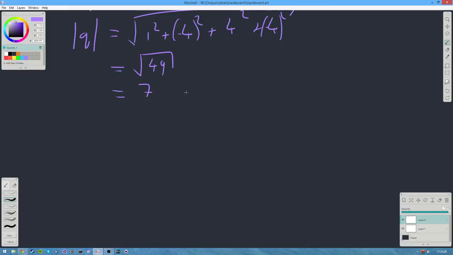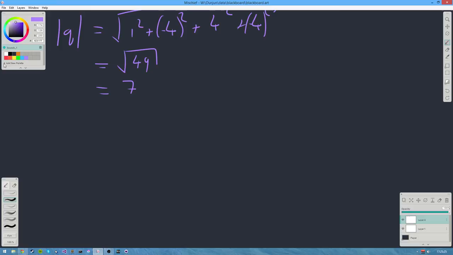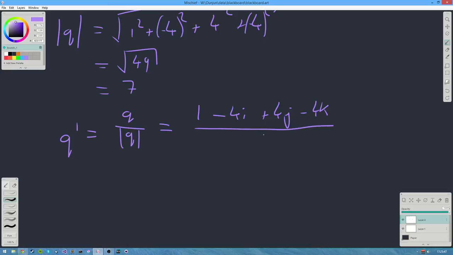So to get Q prime, let's go back to that. This now means, in the example, Q prime is equal to Q over Q modulus, which is equal to 1 minus 4i plus 4j minus 4k all over 7, which can be rewritten as 1 over 7 minus 4 over 7i plus 4 over 7j minus 4 over 7k. Again, very simple. Looks like that.